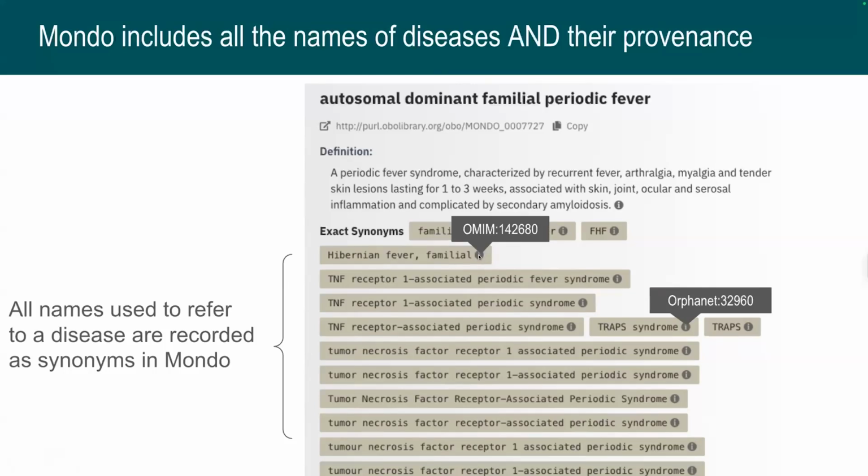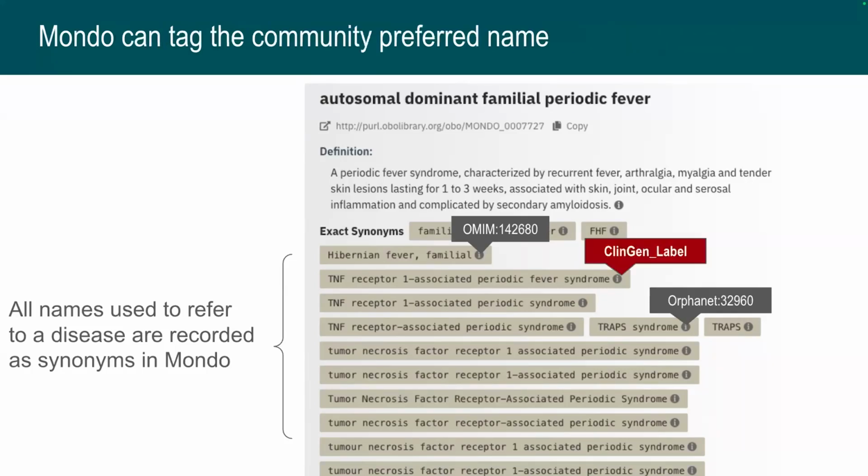So if you go on OLS and you click on this little information icon, you will know where that synonym came from, or where that name comes from. And in addition to other databases, we also have some tags that indicate what is the preferred name for a specific community. In this case, I'm showing you the name that ClinGen uses to refer to a specific disease. But we could have those tags for any community who wants to indicate which disease name they want to see.